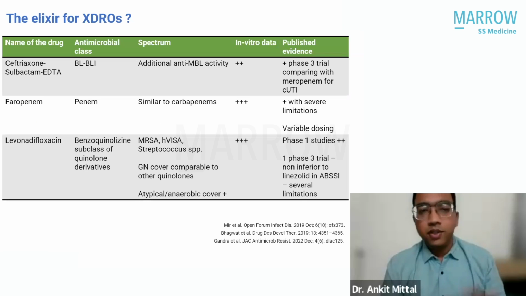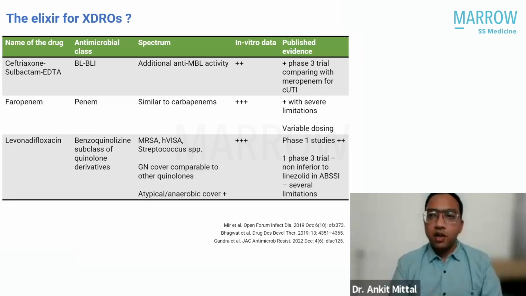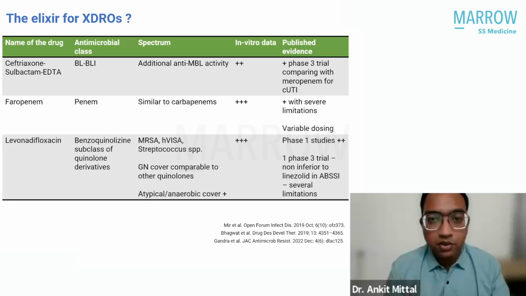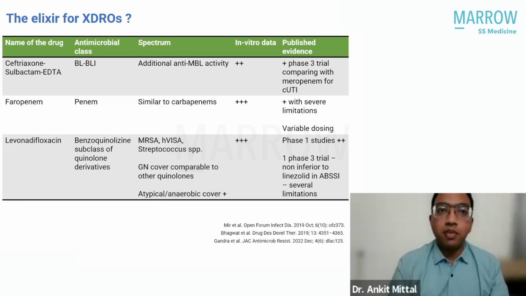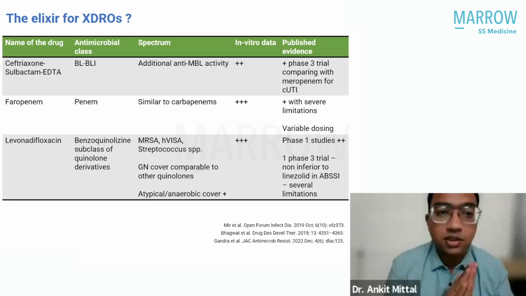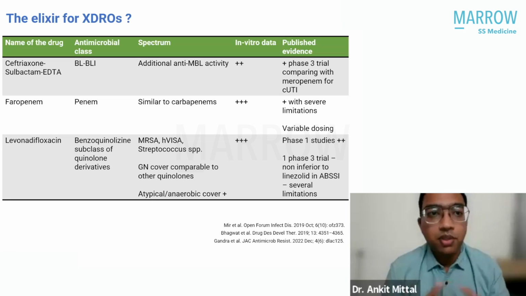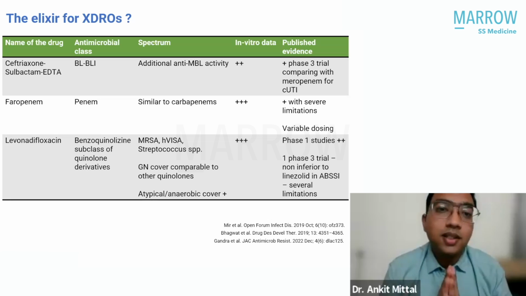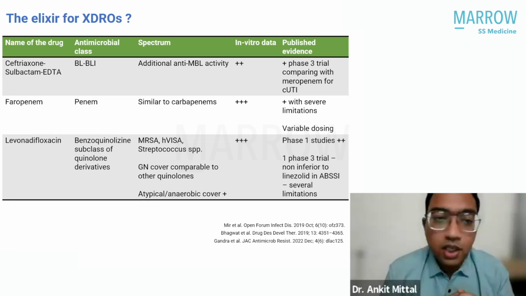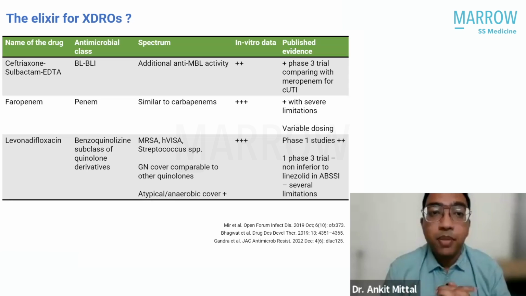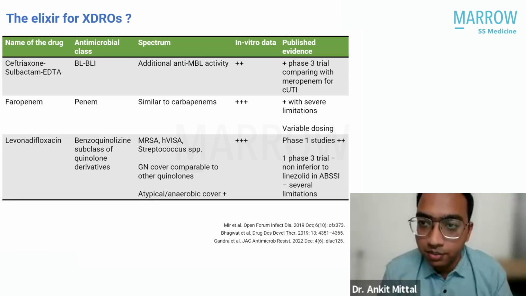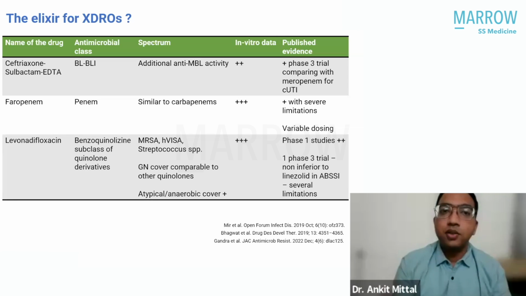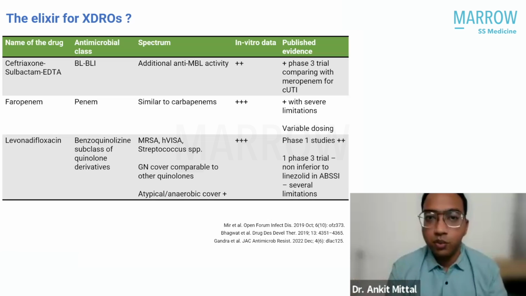So, briefly talking about some of the antibiotic combinations you might have come across, I have come across, and I find it very difficult to navigate my way past these antibiotics. First of them is the ceftriaxone sulbactam EDTA combination. I would say that there is some data. There's a good randomized control trial that was published for ceftriaxone sulbactam EDTA, but that was to evaluate it as a carbapenem sparing therapy. So it was evaluated against meropenem.